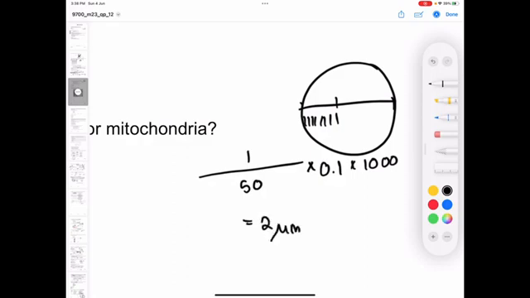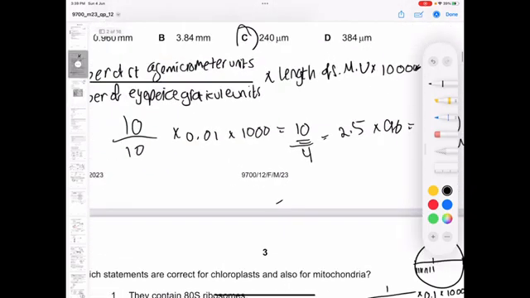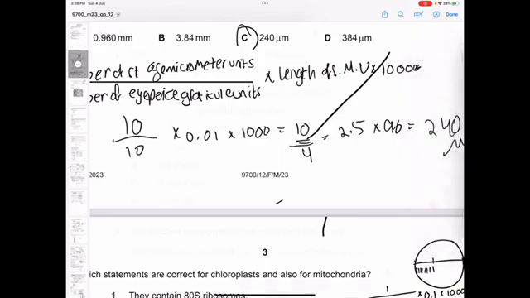and you should get 2 micrometers. And we said that the nucleus occupied 7 eyepiece graticule units. Well, 2 times 7 equals 14 micrometers. That's the length of the nucleus. Usually it's smaller, but this is the answer for this example. Hope you understood. I'm going to move on to the next question now.